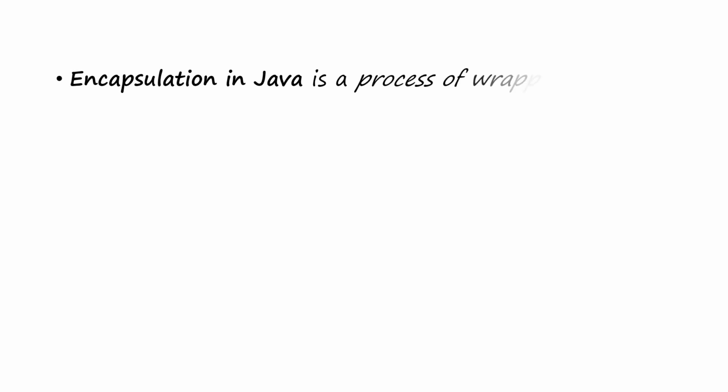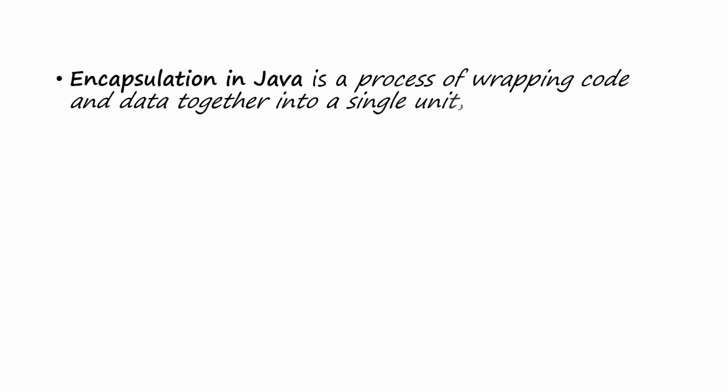In this video we are trying to cover one more object-oriented programming feature called encapsulation. Encapsulation in Java is a process of wrapping a code and data together into a single unit. The best example for encapsulation is a class. If you observe a class closely, it is a container which holds both data as well as functions, right? So why is it named encapsulation?